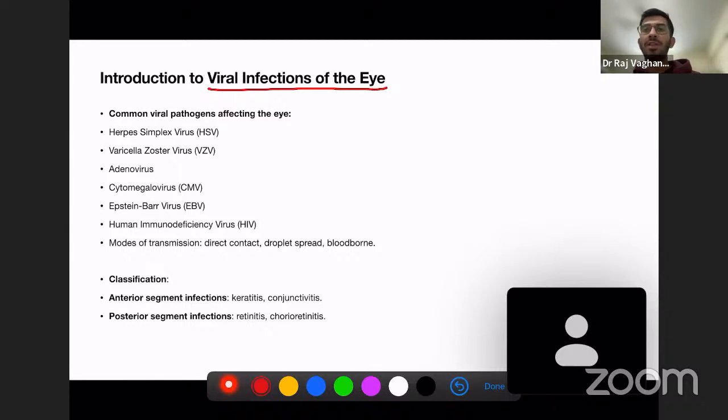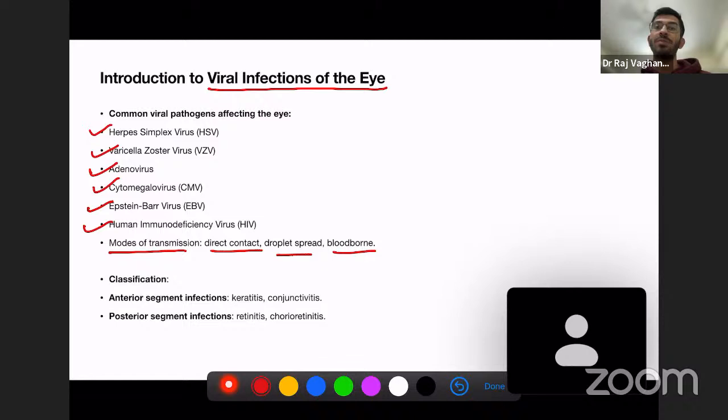Common viral pathogens which affect our eye include herpes simplex virus, varicella zoster virus, adenoviruses, cytomegalovirus, Epstein-Barr virus, and HIV. The modes of transmission of these viruses include direct contact, droplet spread, and blood-borne. The list that I just read to you contains almost every virus which is known to affect human beings.